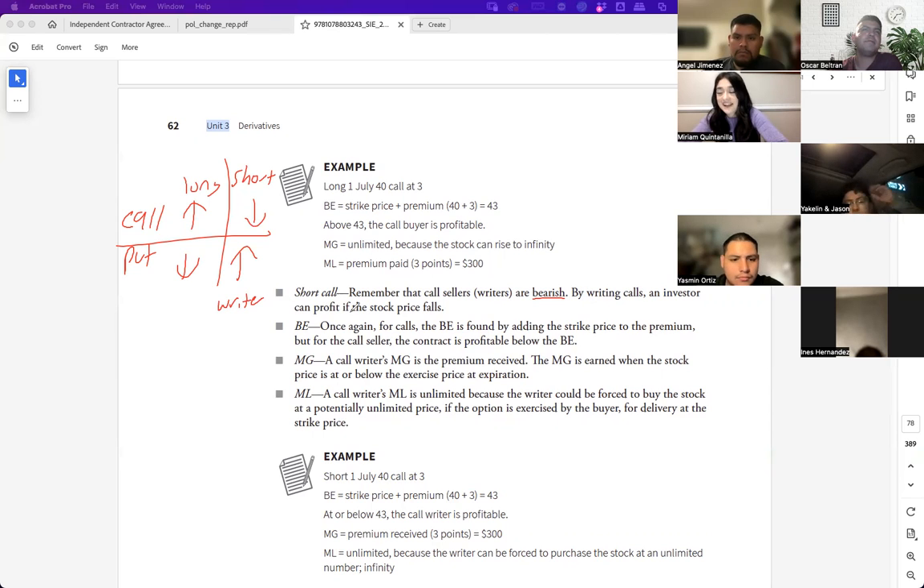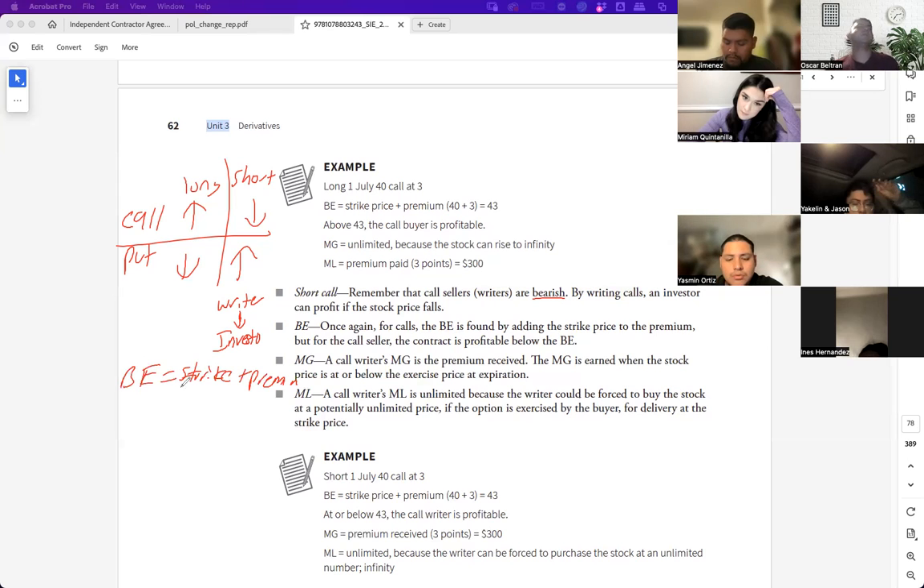An investor can profit if the strike price falls. Here, as a writer, we are an investor. So whenever you answer questions for calls and puts, you have to understand whether you are the writer or the buyer, because that makes a completely different way of solving the problem. Always keep that in the back of your head. The break-even point we solve the same way as before: break-even equals strike plus premium.